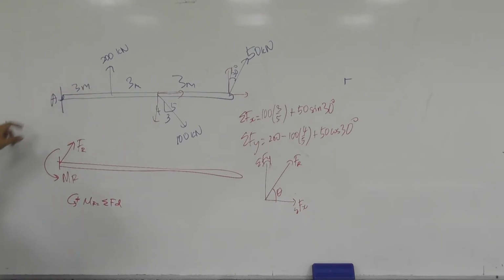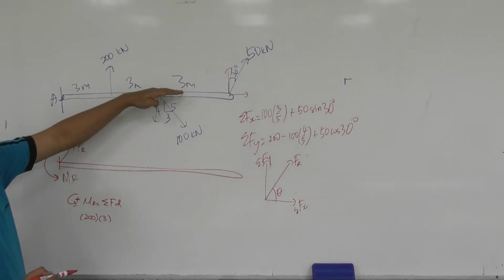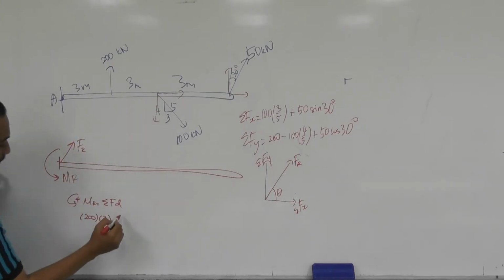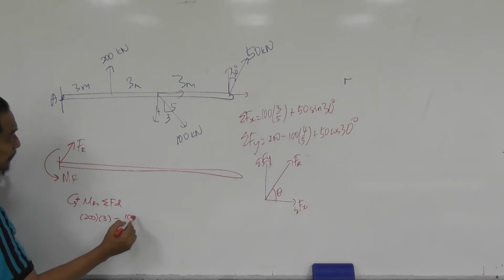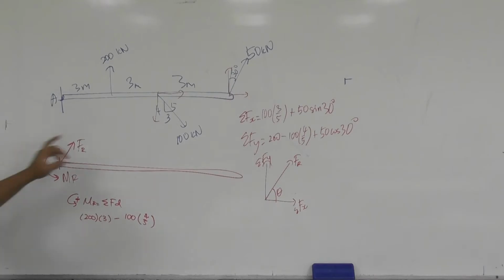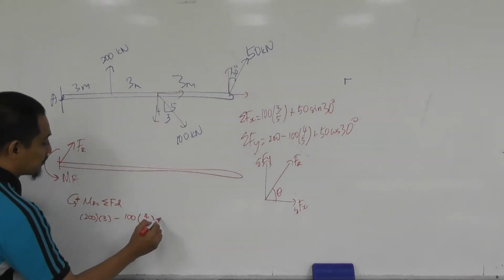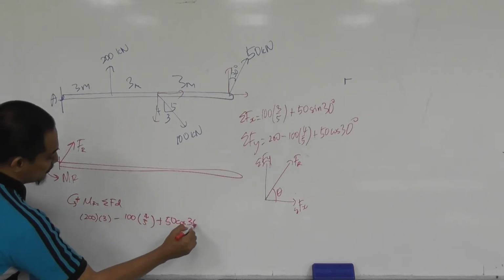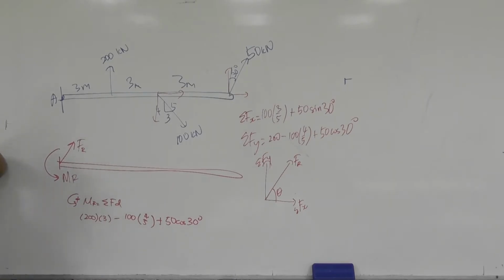So this one about point A is counterclockwise, right? So 200 times 3. And then this one, the horizontal component doesn't have any moment, so the vertical one is clockwise, so minus 100 times 4/5, and then that one, the vertical one also that we want, so that is plus 50 cos 30 degrees. Right, so this is the resultant of moment, so you get whatever value there.